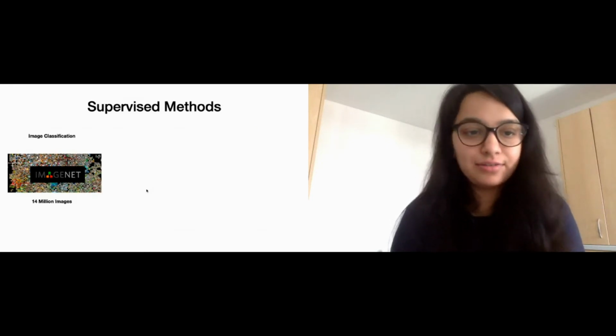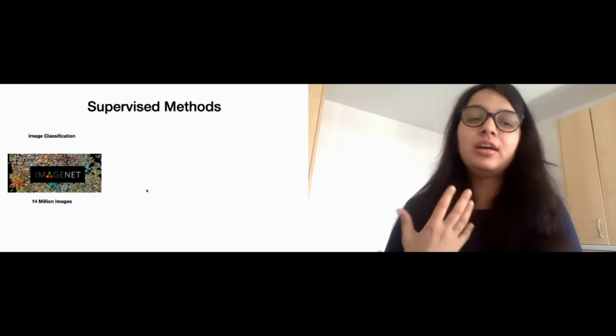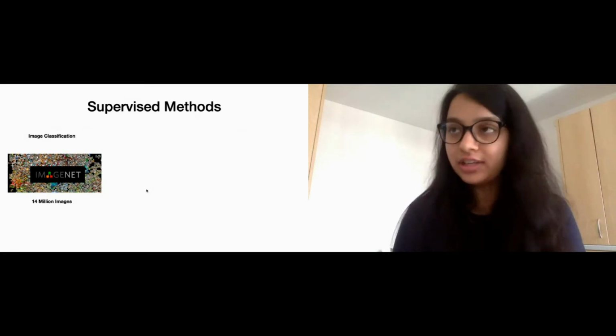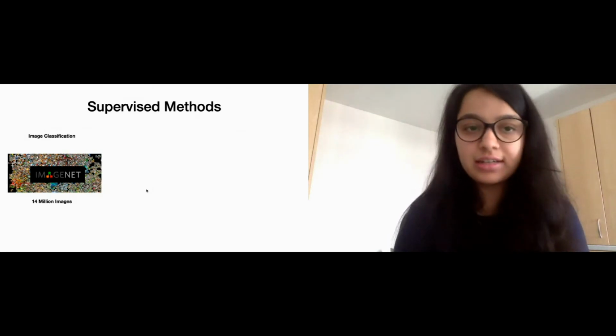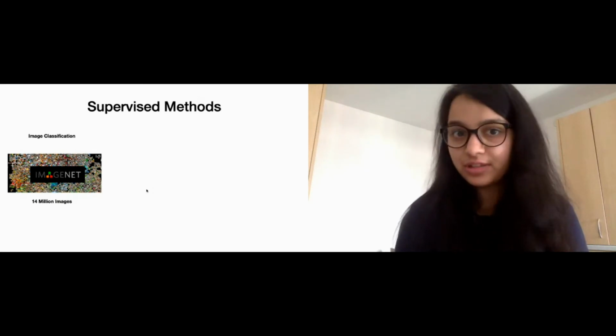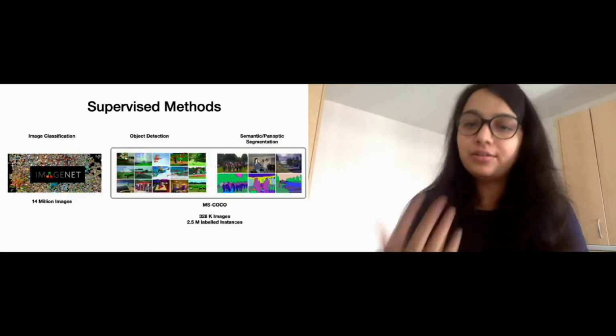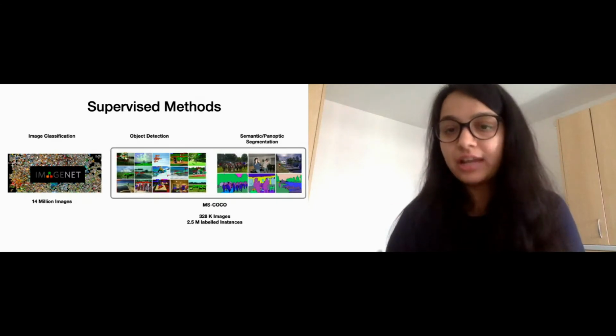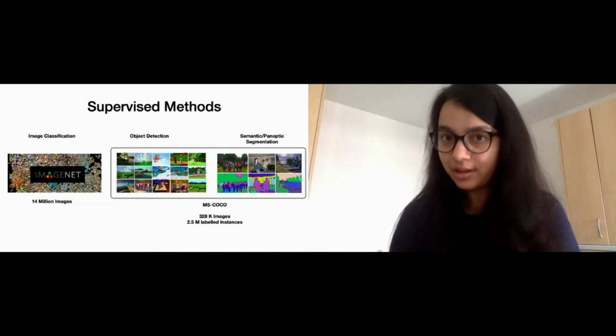For instance, for image classification, ImageNet has around 14 million images, and ImageNet is the data set people use to benchmark image classification. And for object detection and segmentation, people use MS-COCO. This is also a very huge data set. It has around 300,000 images.